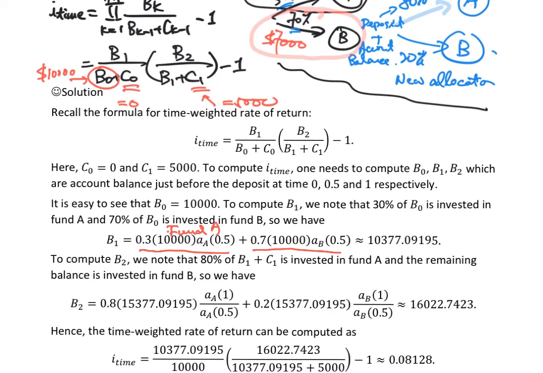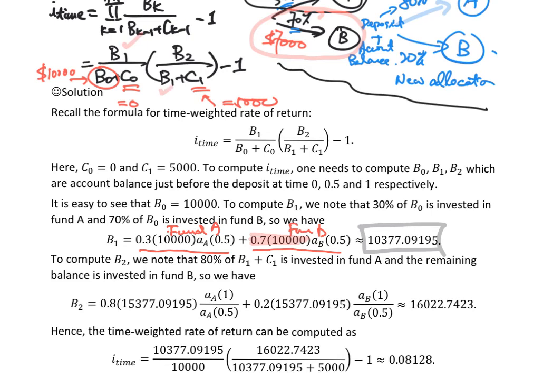This is fund A, so 3,000 times the corresponding accumulation function, and for fund B, that will be your initial deposit times the AB at 0.5. You have the accumulation function already, so you just put that in. Then you can easily get this account balance, which is your B1. So here we got B1 properly.